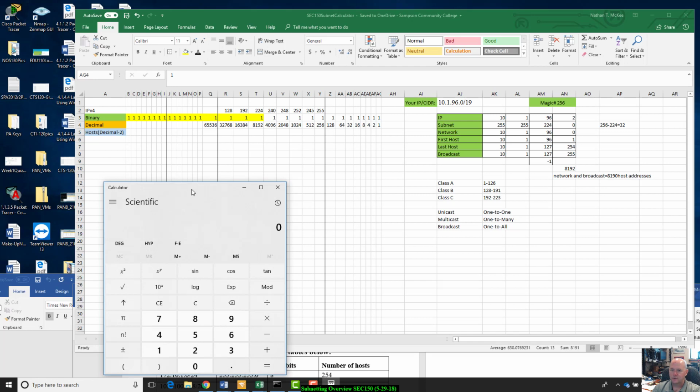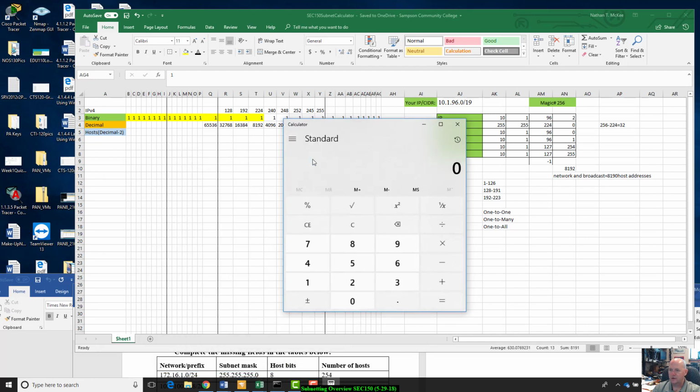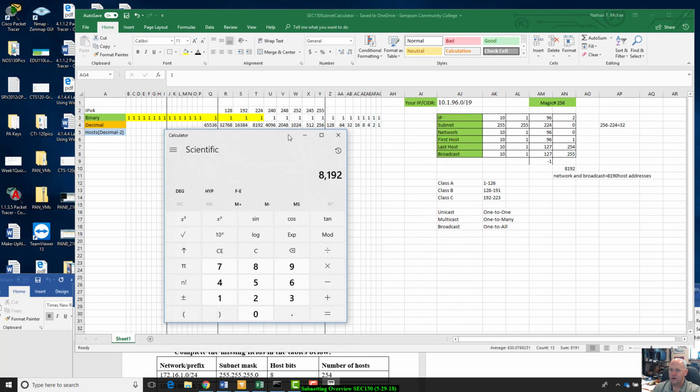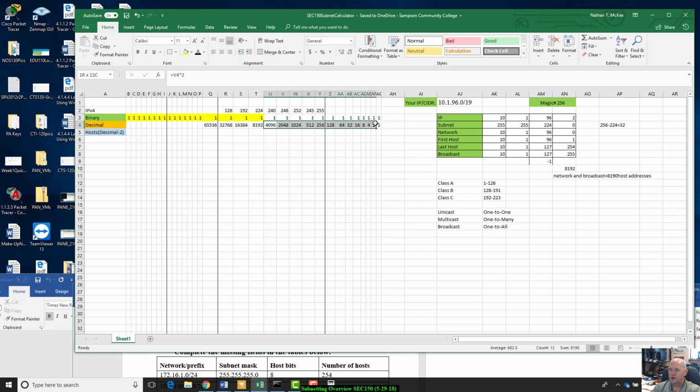Let's go to scientific. Your computers are probably set on standard. If you do scientific, you have the exponents right here. So 2 is going to be x to the y, and then hit 13th power equals 8192. So we just verified that the possible addresses from here to here is 8191 in your sum, plus you'll have a 0. And that's your network address. It starts with 0.